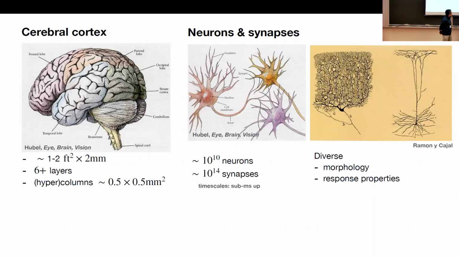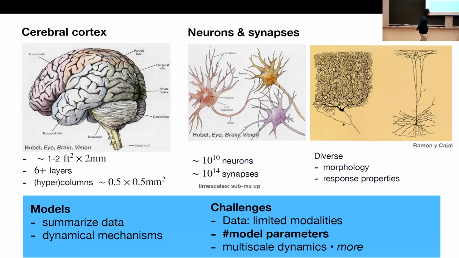When you look at actual neurons, they come in a huge variety of shapes and sizes. These are a couple of anatomical drawings, and they're incredibly diverse in terms of morphology and physiology. And so modeling has been very useful in computational neuroscience in making sense of all this, in summarizing experimental data where we can, and also in elucidating dynamical mechanisms. So what does the brain actually do when it computes something?